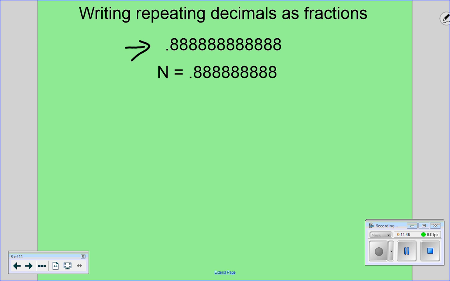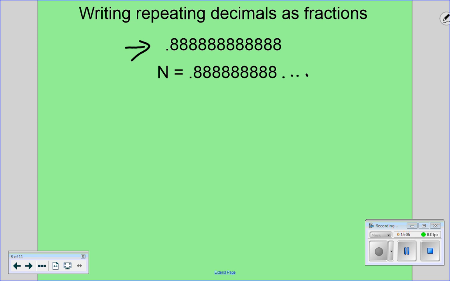So I gave it a variable, n equals 0.888888. Okay? Not right away, and I'll show you why. And then you could do this on the end, but at least give me a few 8s in there.